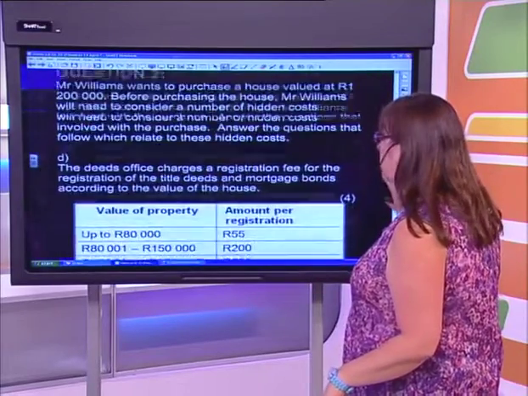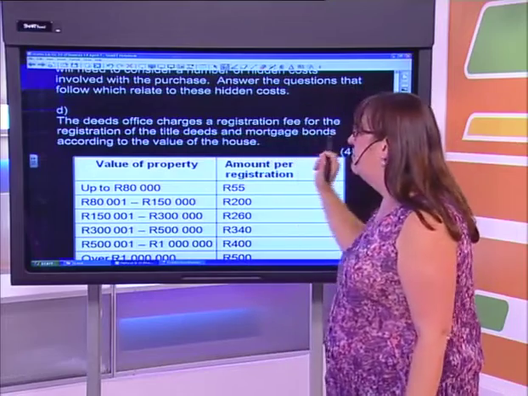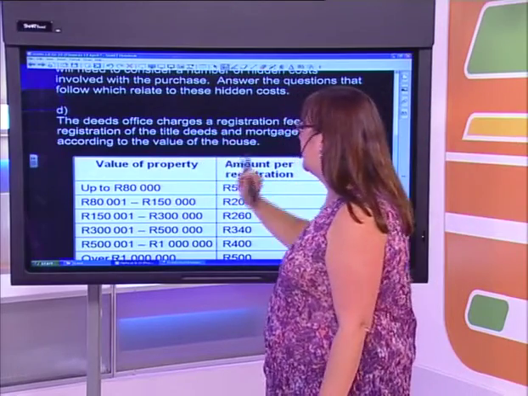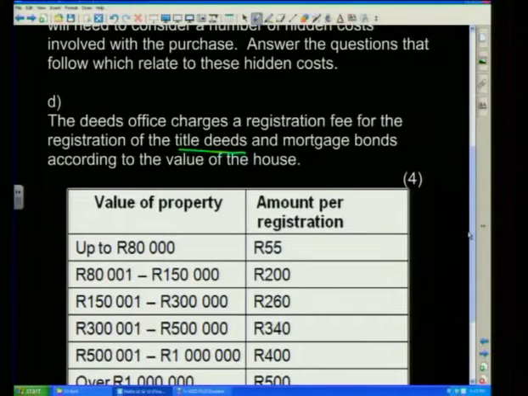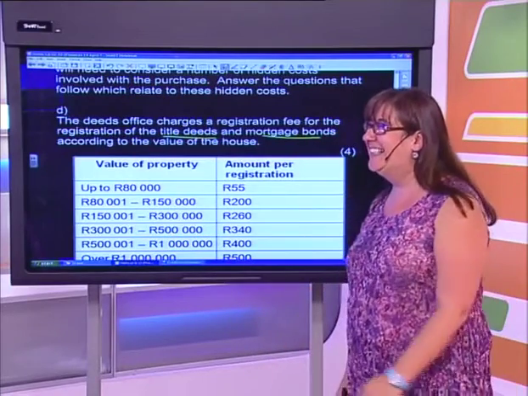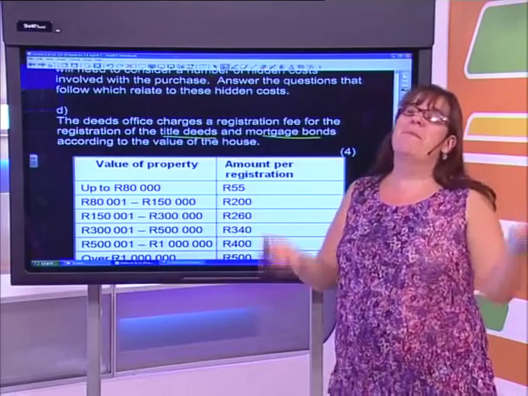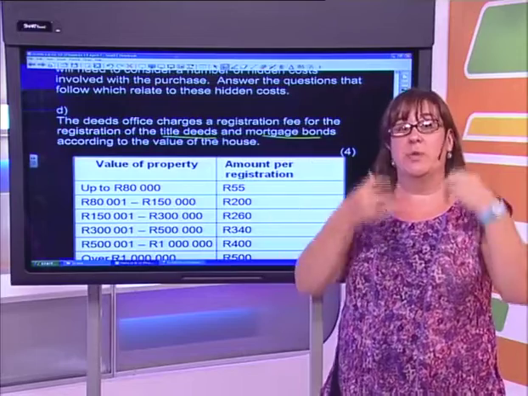Right. Mr. Williams has now got, right, the deeds office charges a registration fee for the registration of the title deeds. The title deeds basically are those documents that say, well, now the house is yours. And the mortgage bond. So your bond that you get from the bank, because not all of us have got like these 1.2 million Rand lying around under the mattress. Yeah, just there, just there. So the reality is that most of us actually are going to buy homes, and we're going to actually have to take out a bond with a bank.